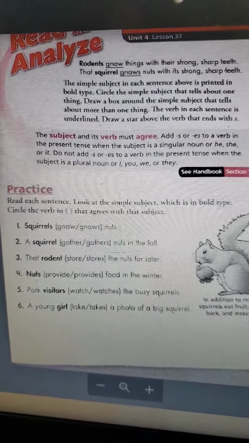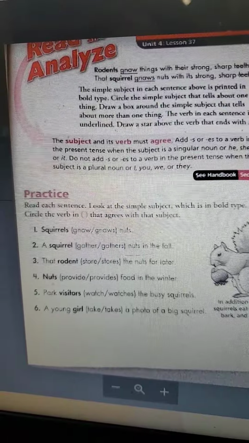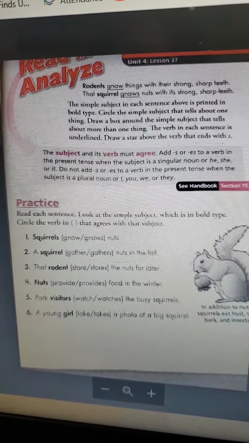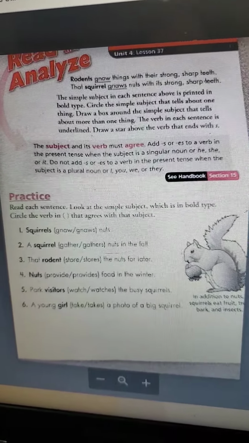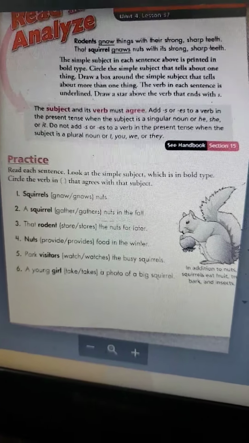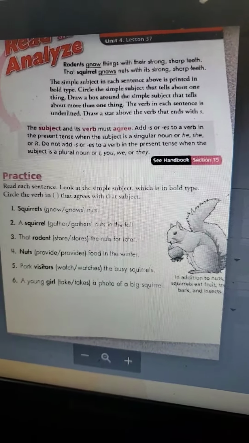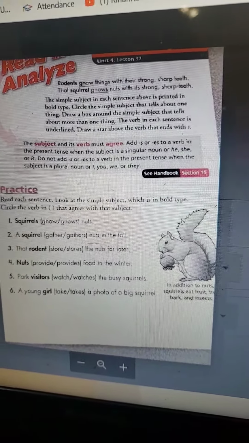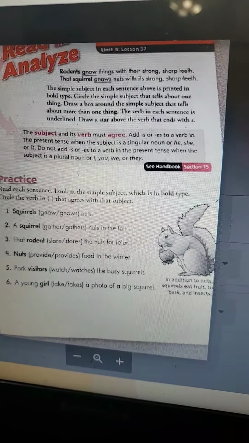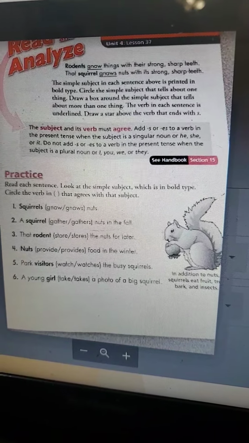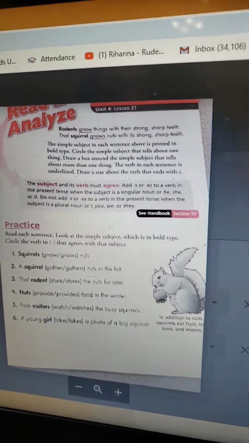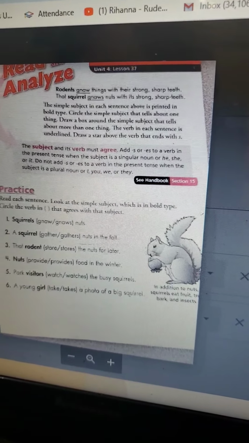That means that a singular, which means one, and a plural, which means more than one, a singular noun has to have a singular verb, and a plural noun has to have a plural verb. But the easiest way to remember this is that if the noun has an S, then the verb cannot have an S. If the noun doesn't have an S, then the verb has an S. And I'll show you how to understand that.